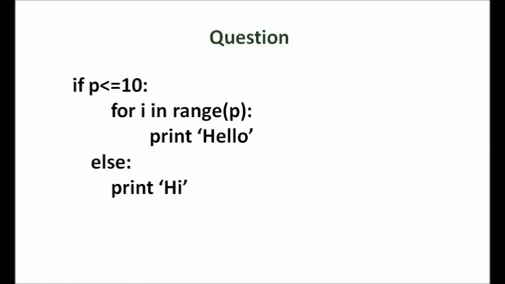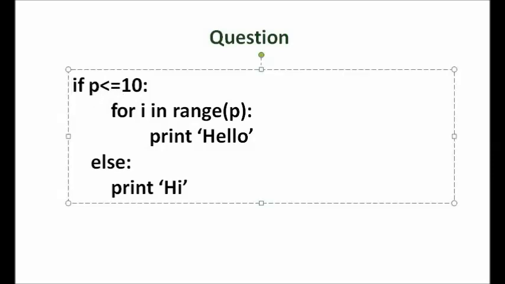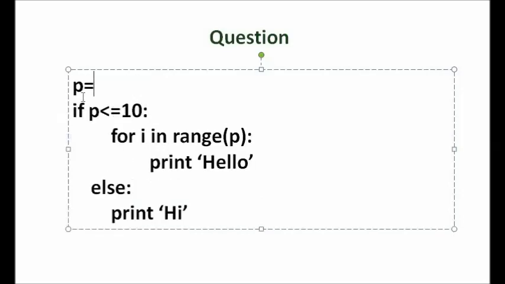Okay. Next question. See the first statement. If P less than or equal to 10. What is this P? It is unknown. It is not defined. Before using a variable, you have to define it. So give some value for the variable P. P equal to some value. Any number you can give. Underline.